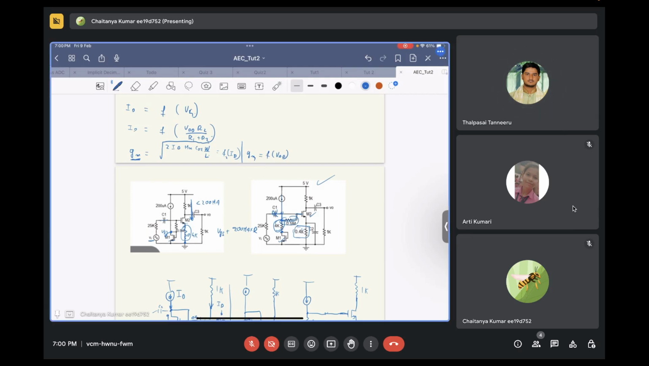Any other doubt? Sir, from week three, could you please give a similar problem, not the exact problem? If you solve it, we'll get an idea while we are solving, sir.